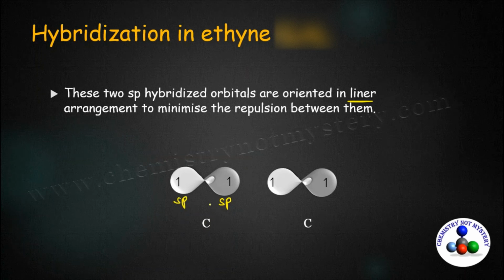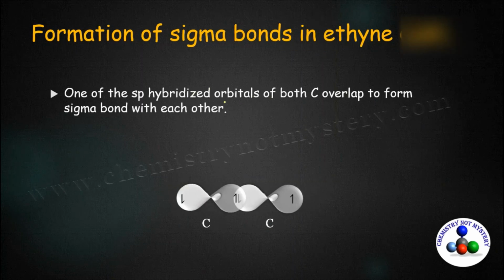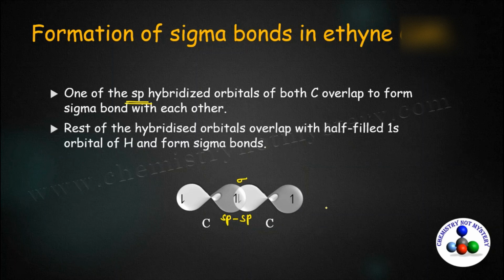Now see how sigma bond is formed between two carbons. Sigma bond is formed by the overlapping of sp hybridized orbital of each carbon. So this sigma bond is formed by the overlapping of sp hybridized orbitals of each carbon. And carbon-hydrogen sigma bond is formed by the overlapping of sp hybridized orbital and s orbital of hydrogen. So that's how carbon-hydrogen sigma bond is formed. Now let's see how carbon-carbon pi bonds are formed.